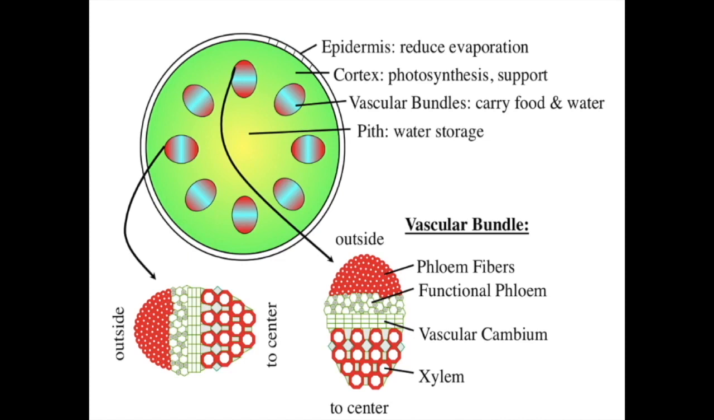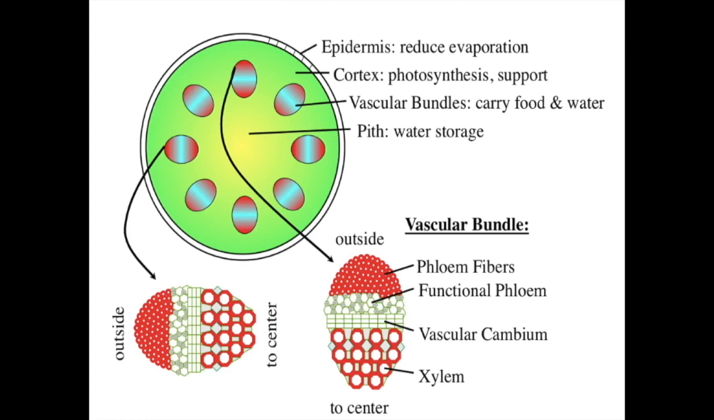But remember, for these non-woody plants, no bark, pith, which is water storage on the inside. So phloem pointing to the outside, xylem on the inside of the vascular tissue with cambium in the middle. Now, the cross-section of this non-woody plant has the epidermis, which reduces evaporation. And on the outside of the epidermis, we said is the cuticle.